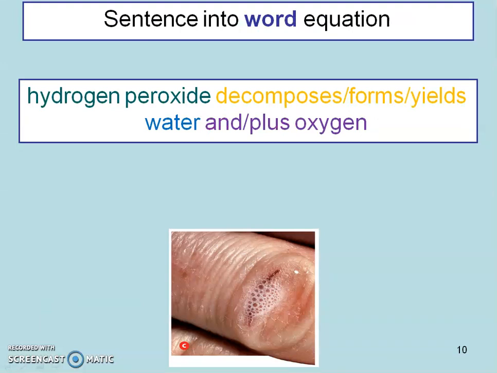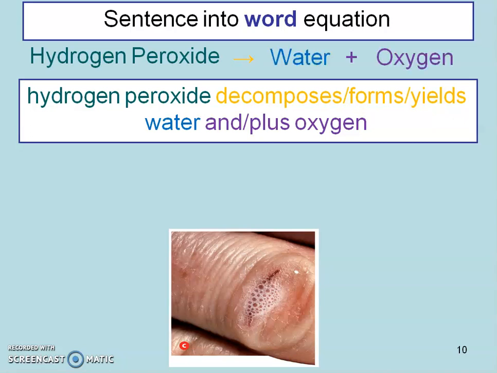All right, I believe this is the last one. This one says hydrogen peroxide decomposes or forms or yields. Again, I'm giving you those 3 choices of words because you're going to see them in different ways. So it says it decomposes into water and or plus oxygen. So let's make this into a word equation. Hydrogen peroxide decomposes, that's going to be our yield sign, our arrow. Water, which you all know, plus oxygen.